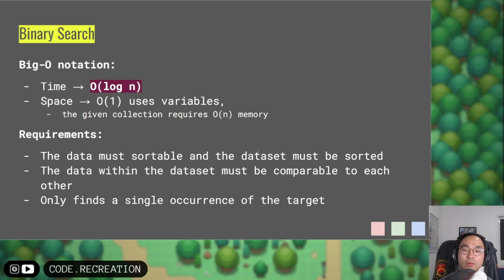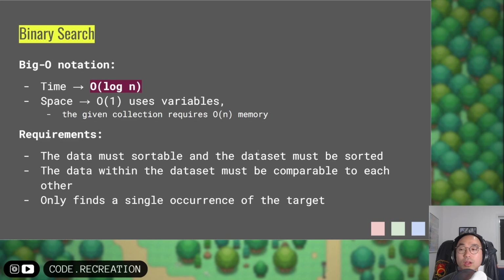And also, the data within the data set must be comparable to each other, because if we can't compare the values within our data set, then we can't really think about whether this value is greater or less than the value that we were comparing our target value to, so that would be very difficult.